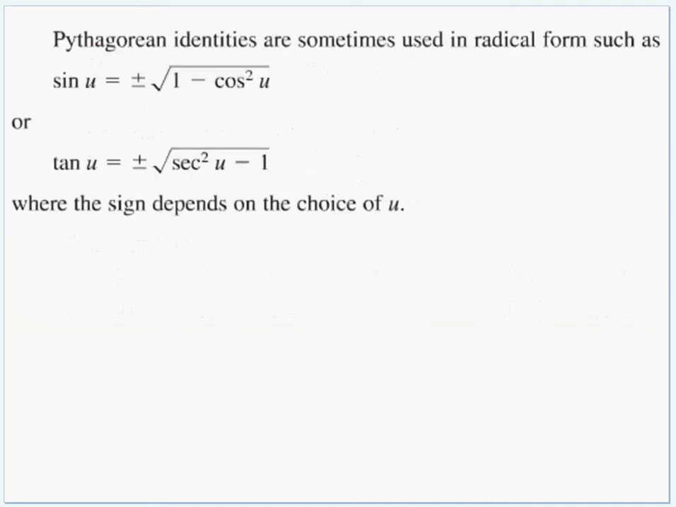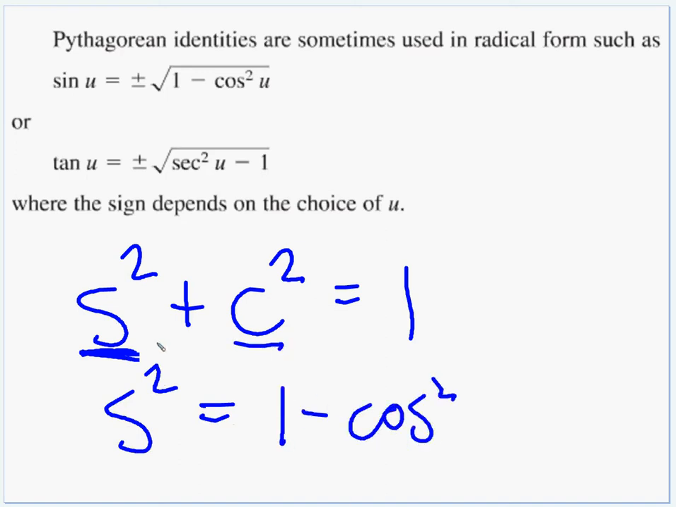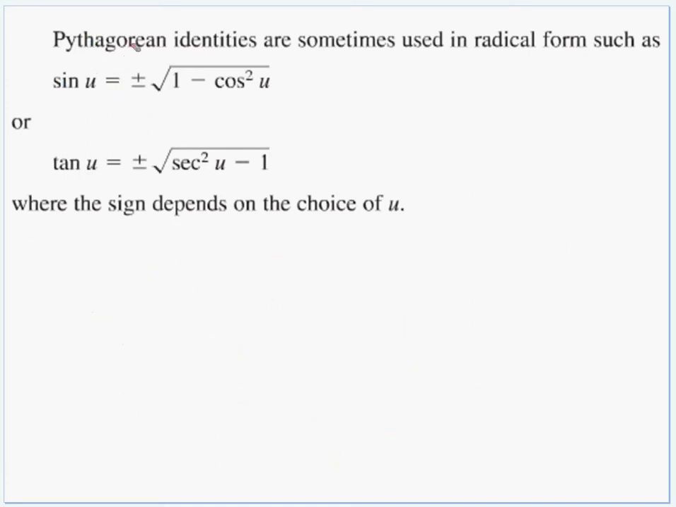Pythagorean identities, and here I'm going to abbreviate. Sine squared plus cos squared is equal to 1. Well, if I want to get sine alone and not squared, I would first subtract the cos squared. So over here it would be 1 minus cos squared. And then to get rid of the squared, I would square root 1 minus cos squared. Notice the plus minus there. That depends on the choice of angle u. We would figure out what quadrant angle u lies in and figure out if sine is going to be positive or negative based on that quadrant.